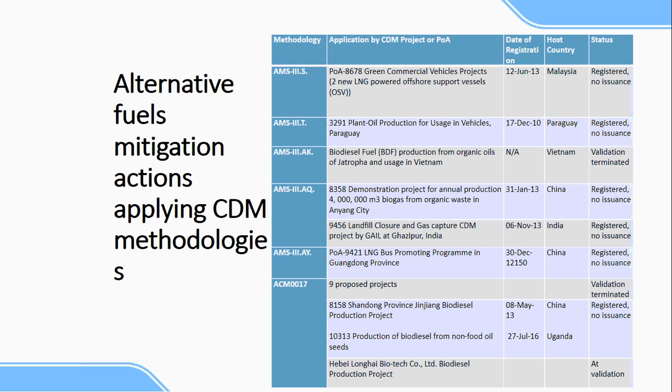In terms of projects that are publicly available that we know are applying these types of CDM methodologies, there are several CDM projects and PoAs that have been registered applying almost each of them.